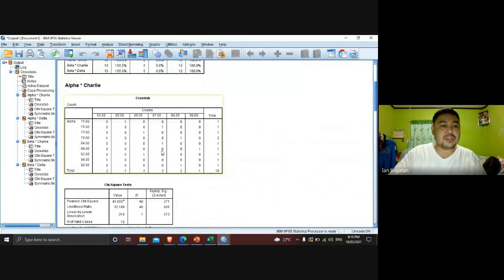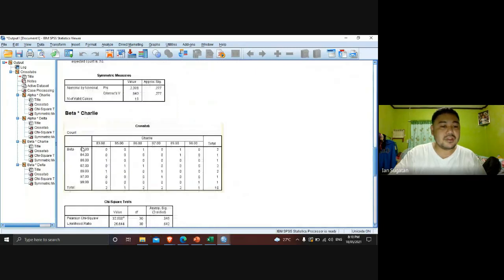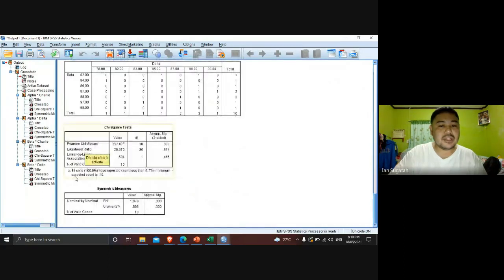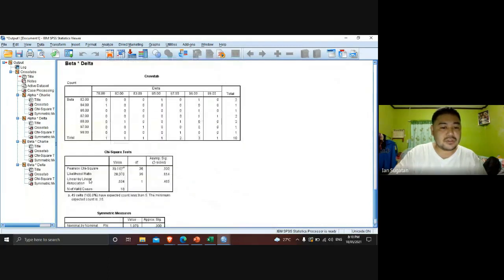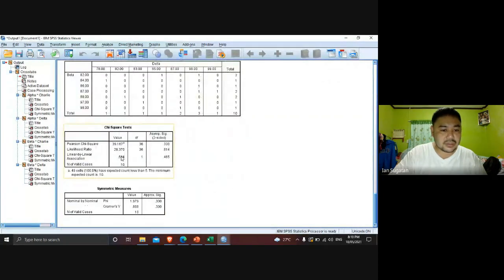Pero naka-crosstab siya, meaning to say A to B, A to C, A to C dayo, alpha to Charlie. May alpha to Delta. And then may beta to Charlie. May beta to Delta. So the contingency, ang chi-square test sa count, ang inyong is the chi-square test.